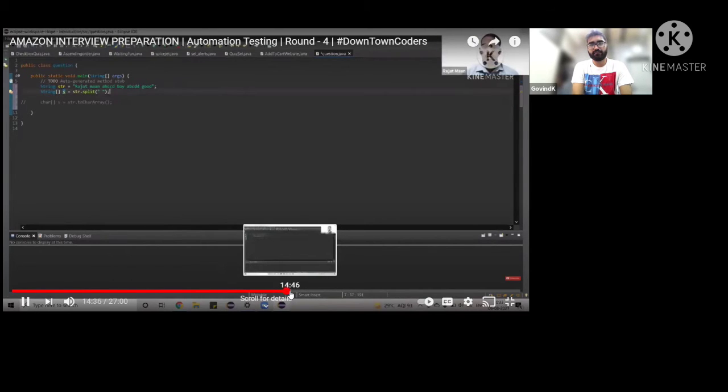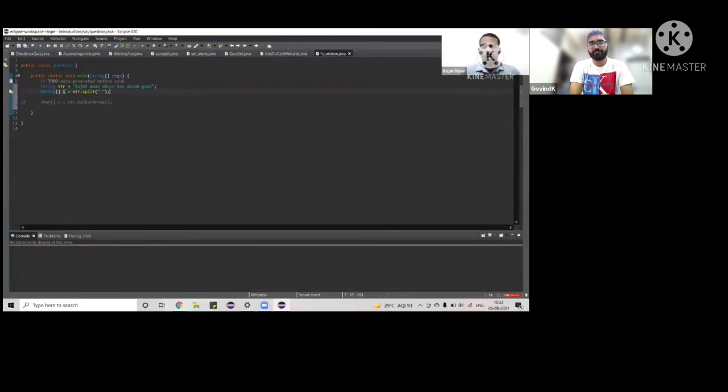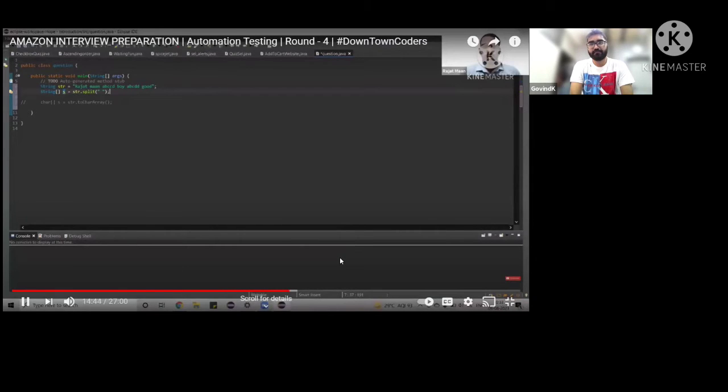Postman, sir, is a collaboration platform for API development. Is it for development or for testing? For both. For development it is not that much used, but it is mainly used for testing the APIs that have been built.